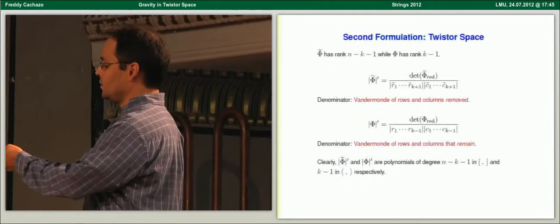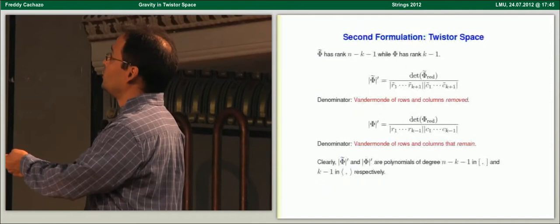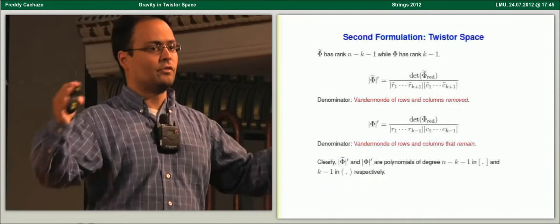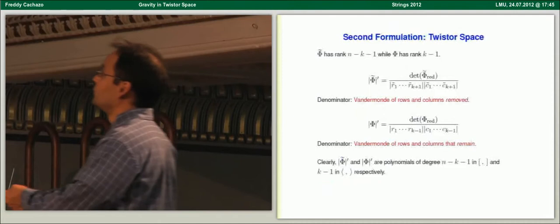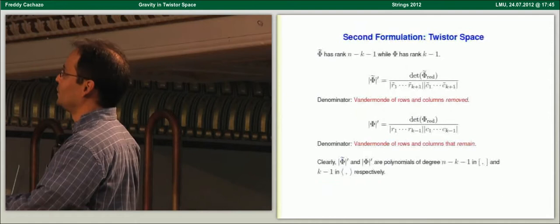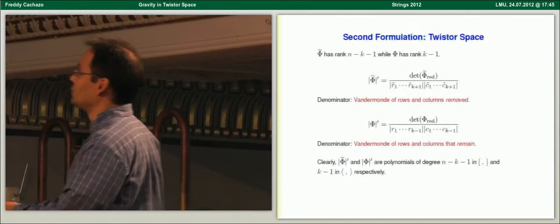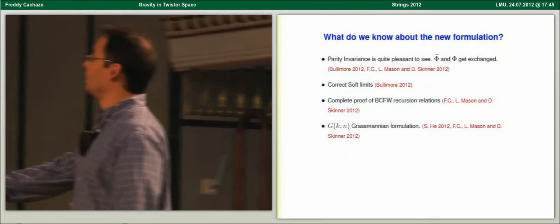So here is the definition of the pseudo-determinants. It's the determinant of a reduced matrix where you remove as many rows and columns as you need to first get something that has non-zero determinant. And in the denominator, you put the Vandermonde of the rows and columns that you remove. While in the case of phi, the same definition holds, but here it's slightly different because in the denominator you have to put the Vandermonde of the rows and columns that remain. And as I mentioned, these matrices do exactly what we needed to break conformal invariance in the way that was expected. Now, what do we know about this formulation?